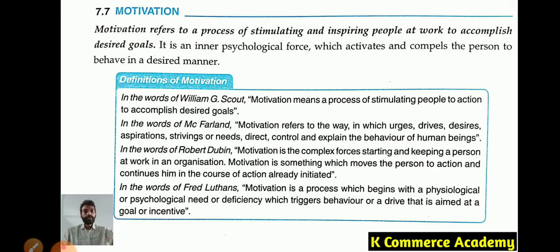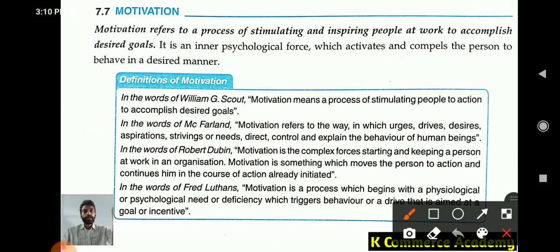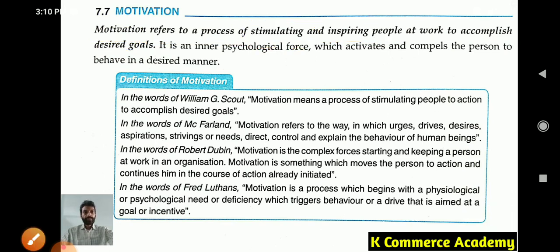Let us start with the meaning. Motivation refers to a process of stimulating and inspiring people at work to accomplish their desired goals. This word, stimulating, you have to keep in your mind as a very important term. You have to stick to this word. So what does motivation mean? Motivation means stimulating and inspiring the people to accomplish the desired goals of the organization.